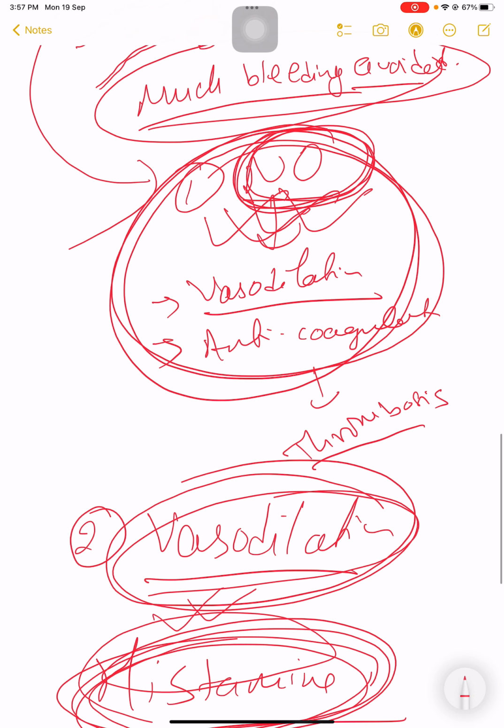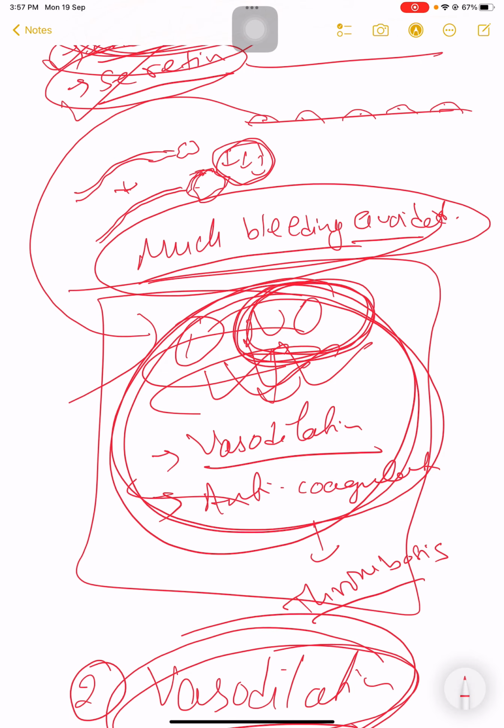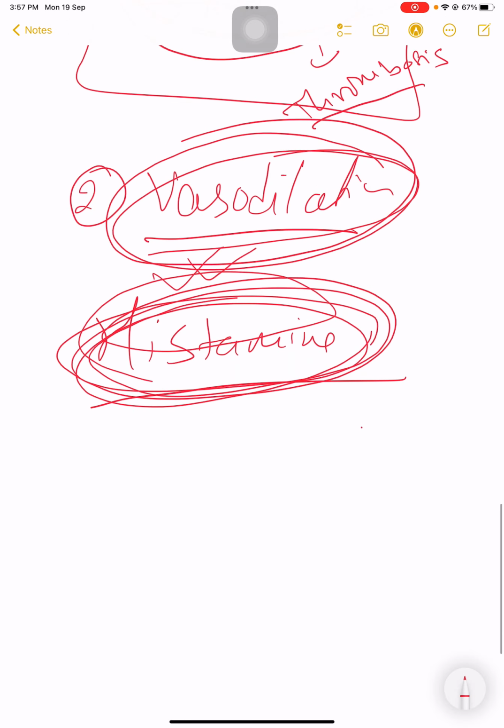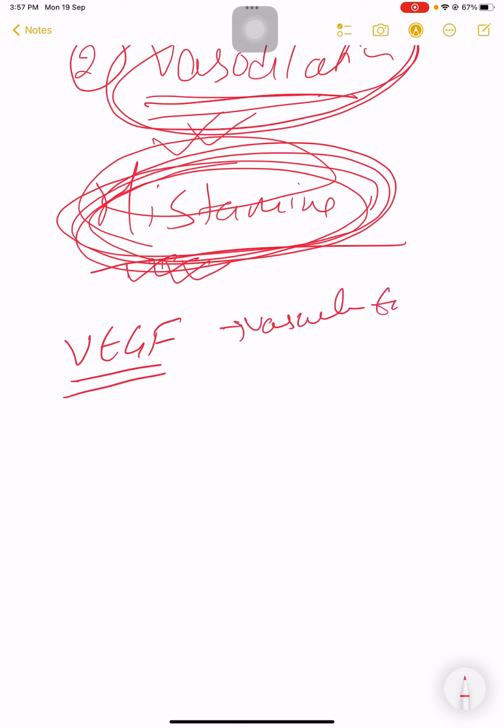Okay. Don't be confused with this one. This was just for your note or a short information. So yes, we have histamine now, and this histamine is responsible for vasodilation. And we have one more component which is known as VEGF, vascular endothelial growth factor.